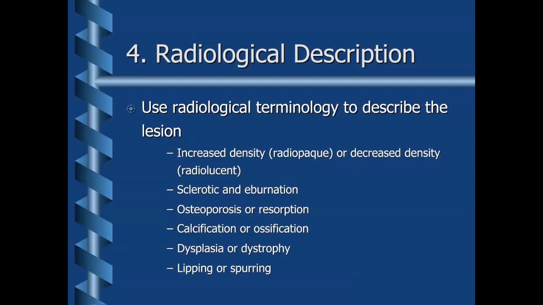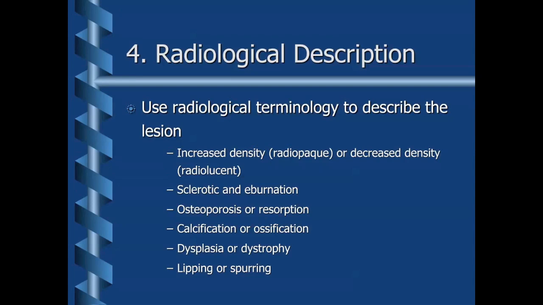The next terms are sclerotic and eburnation. So sclerotic meaning increased density over and above what should be there. And eburnation really is just the end stage of sclerosis, meaning that you have really, really increased density and it's not going to get any worse.